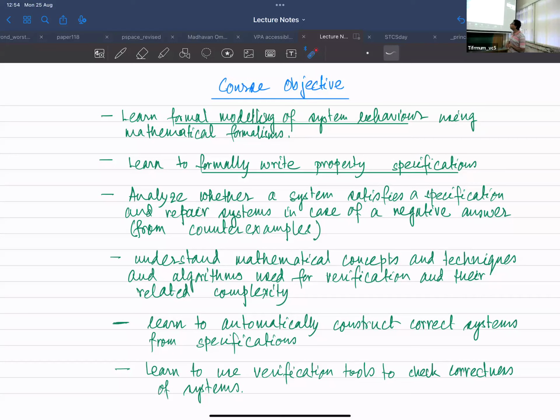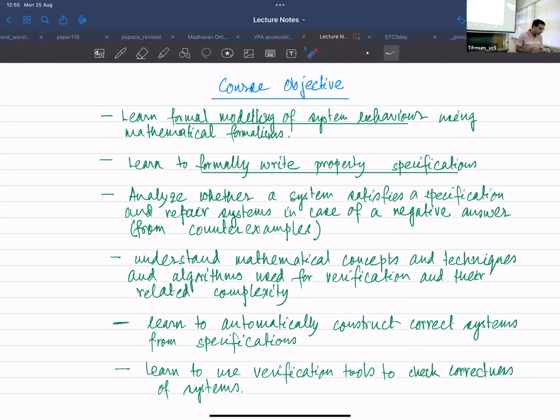Then we'll talk about these logics, which talk about how to specify a behavior in certain logics, right? So these are property specifications. Then, for example, if we have a counterexample, how can we analyze the counterexample and try to understand how the system may require a change?